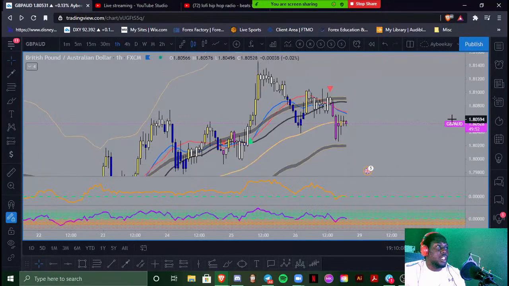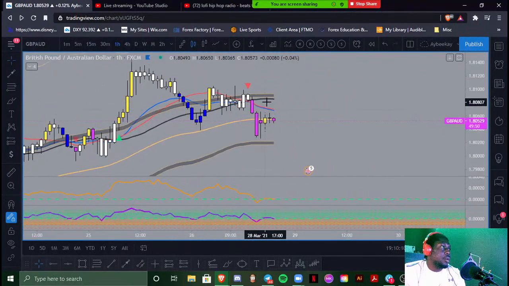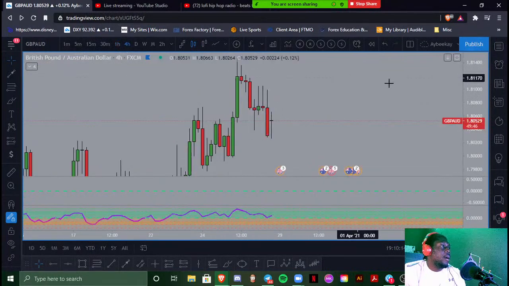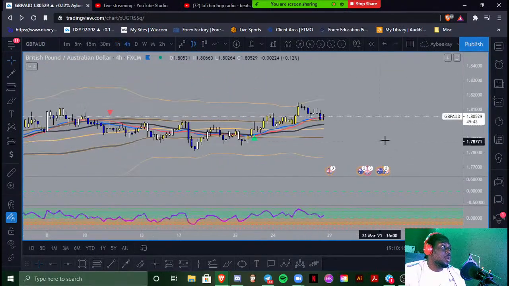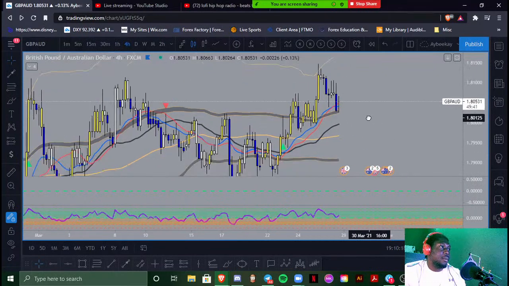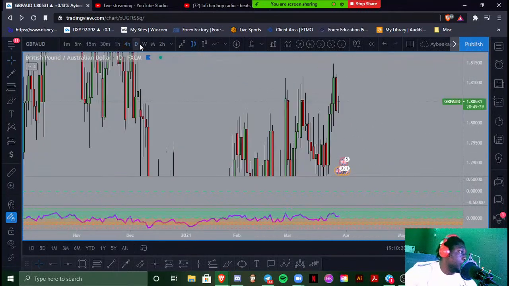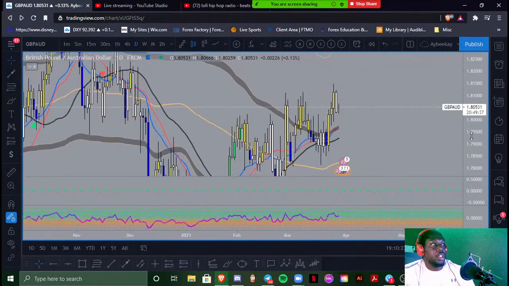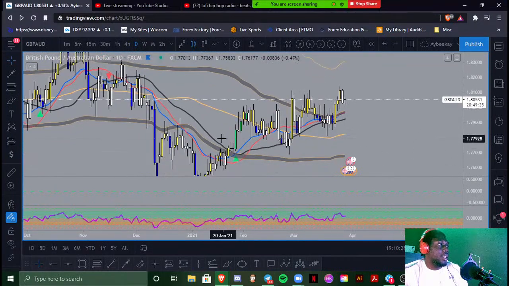GBP AUD 1 hour time frame calling for that sell. Would need that retest to get into it personally. 4 hour time frame still bullish, so that's a good sign for me. It's just the smaller time frames that might be calling for sells. Daily time frame calling for buys. That's a good sign as well.